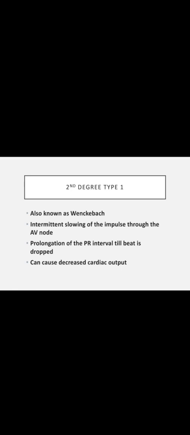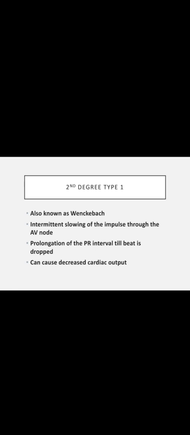And what happens during a second degree type 1 is that the impulse traveling through the AV node gets slowed down and slowed down and slowed down until it gets to a point where it can't cross anymore into the His bundle and into the ventricles. And what you will end up with is a P wave but no QRS complex. And we call that a dropped beat.